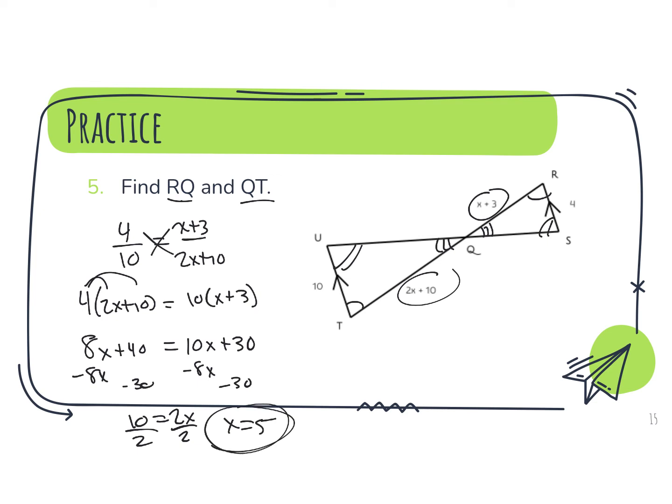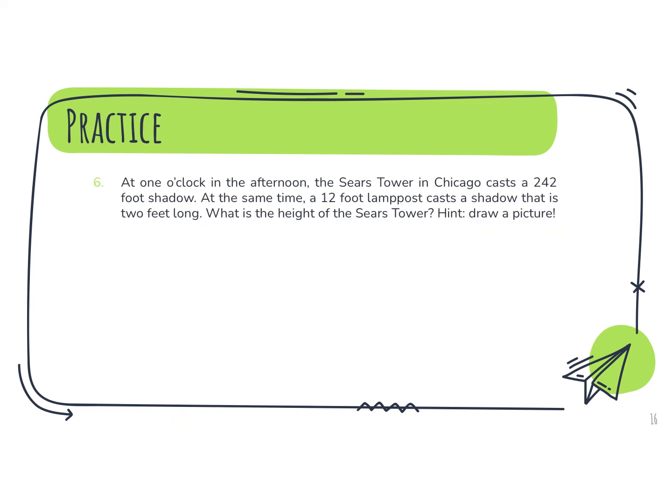Okay, they want RQ and QT. So RQ is equal to 8. QT is going to be 2 times 5 plus 10. So that's going to be 20 for an answer. Okay, so I noticed that'd be my scale factor, 2/5 or 4/10, so it simplifies to 2/5. And then that gets set up equally to x plus 3 over 2x plus 10. And that's my answer.